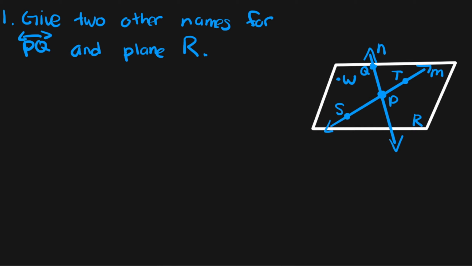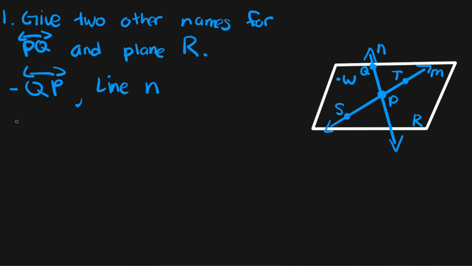All right, so here we have a question. I drew a small plane for you here. And the question says, give 2 other names for line PQ and plane R. So let's start with line PQ. P and Q are right here, so it's talking about this entire line right here. So what else could we name it? Well, we need 2 points to name a line, so we could also call it line QP. Or, well, this N is referring to this whole line, so we could also call it line N.